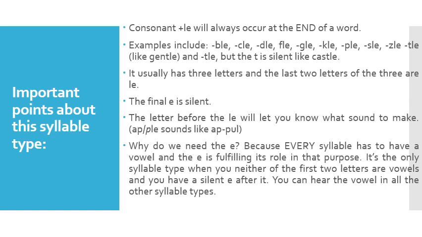Why do we need the E if it's silent? Because every syllable has to have a vowel, and the E is fulfilling that purpose. It's the only syllable type where neither of the first two letters are vowels and you have a silent E after it. You can hear the vowel in all the other syllable types. These are just extra information that you have to know about this syllable type.